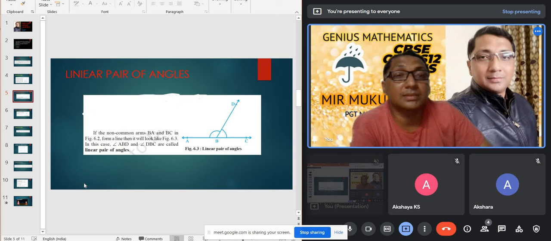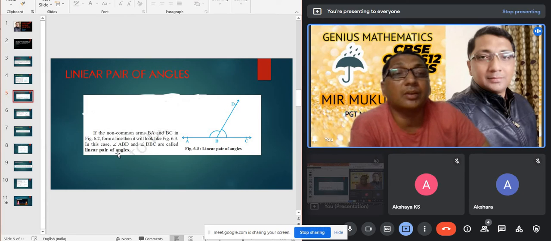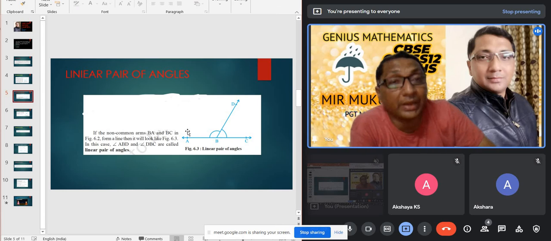Now the next concept: linear pair of angles. If the two non-common arms BA and BC in figure 6.2, in the previous figure, form a line, then it will look like figure 6.3. If BA and BC form a straight line, in this case angle ABD and angle DBC are called a linear pair of angles.